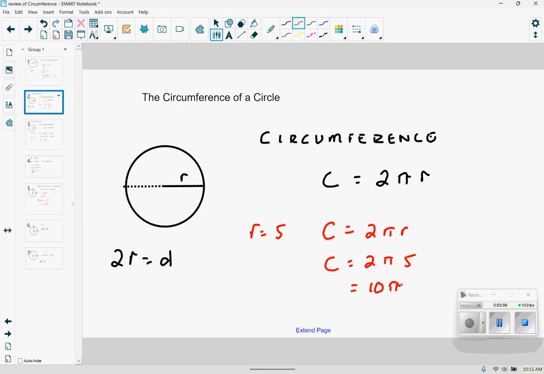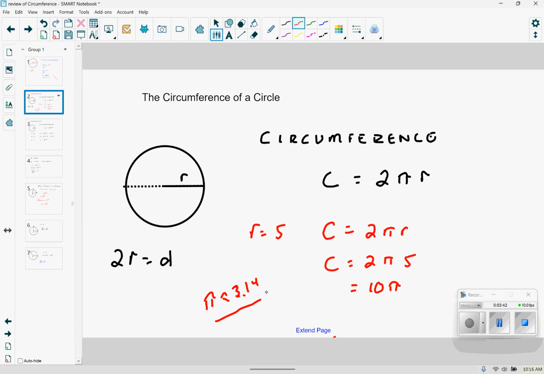And for this trigonometry class, I know in geometry, we use the fact that pi is approximately 3.14. Some of the assignment problems may have you estimate pi at 3.14, but for our study in trigonometry, we are going to want to leave all of our answers in pi. So the circumference of a circle whose radius is 5 is simply going to be 10 pi.